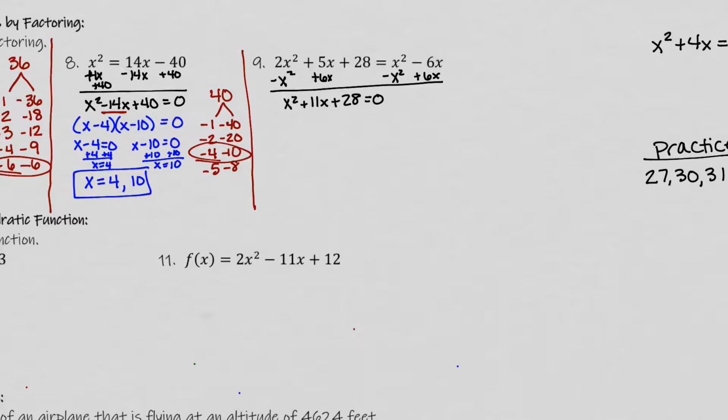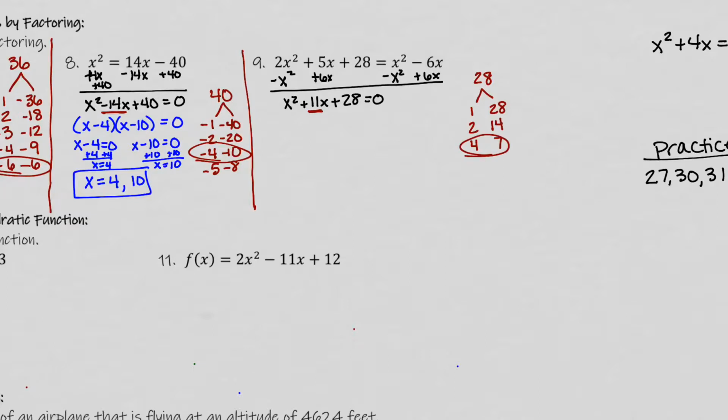Multiply a and c together and you get 28. So I need the factors of 28. I have 1 and 28. I have 2 and 14. 3 doesn't go into it, but 4 and 7 do, and 5 and 6 do not. So those are my factors. I need to find the ones that add up to 11, which are 4 and 7.